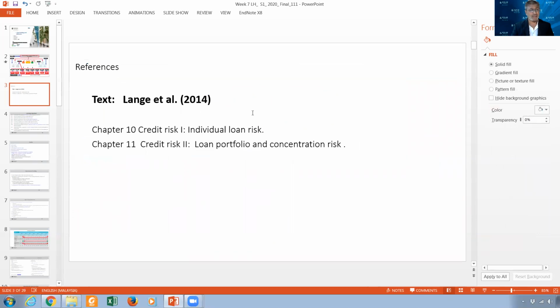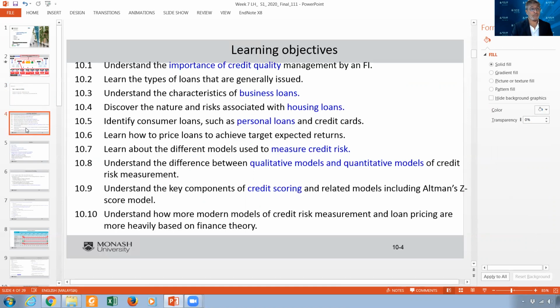These are the resources. I think these references are okay. I recommend that you look at the book and check chapter 10 and chapter 11. I already brought everything that you need here, but for more explanation, it's better to look at the book. The book is very good in this area. This is the learning objective.